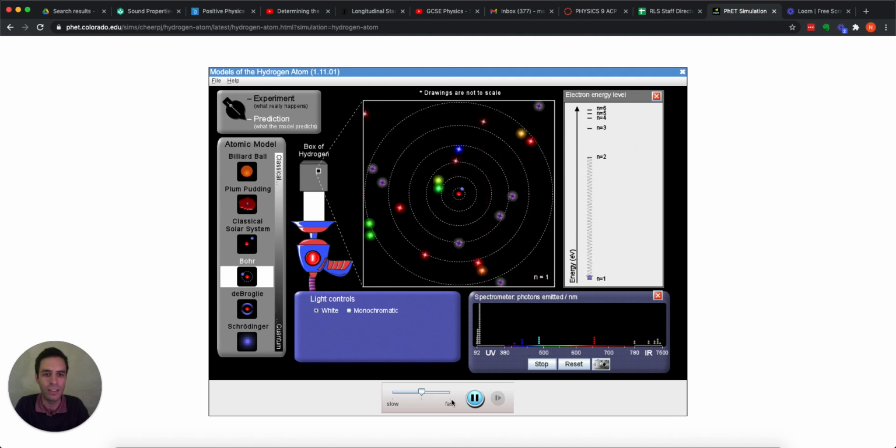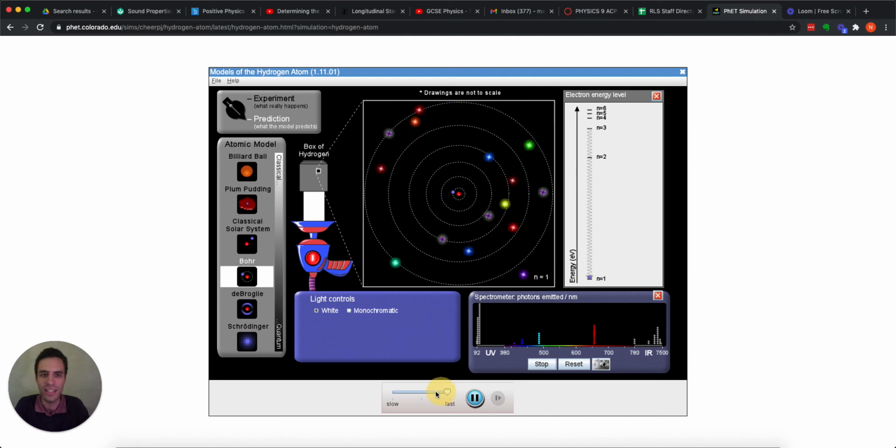There's red. I'm going to speed this up. Let's see what colors we can see. Red, light blue, red, light blue, red. Do you notice anything about the colors? What do you notice?